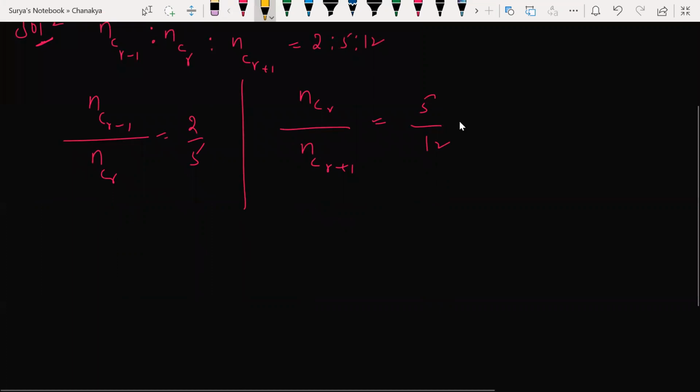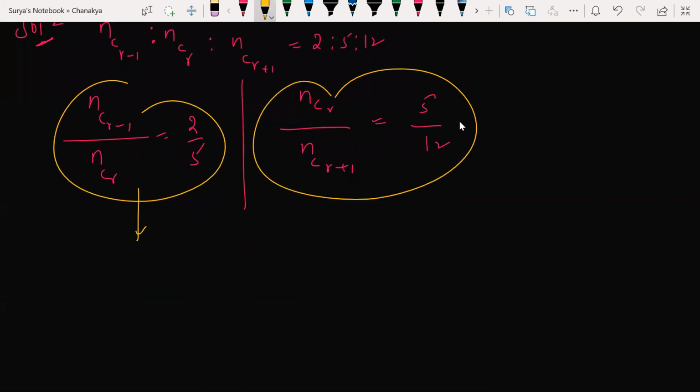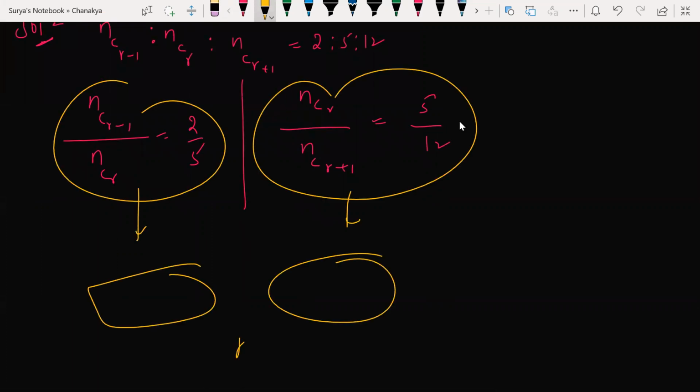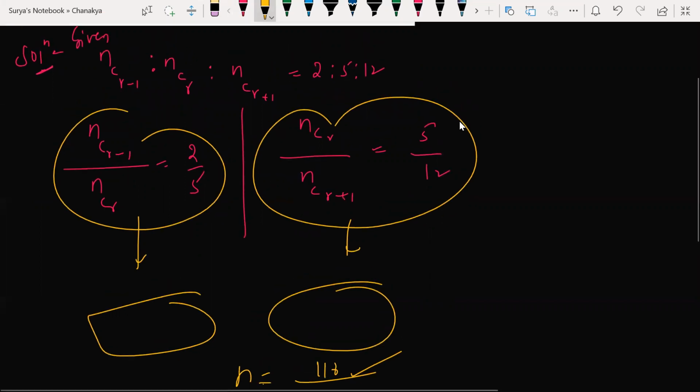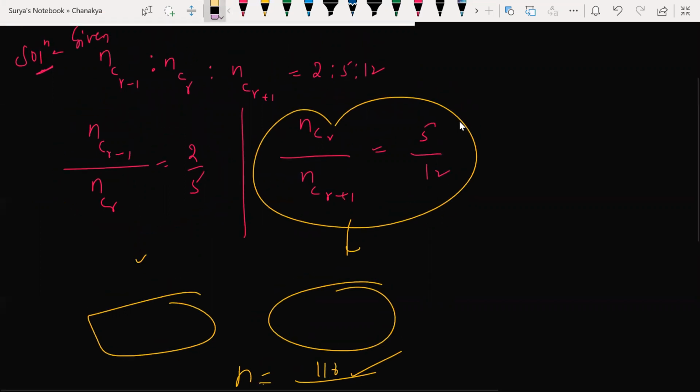Just after solving this, you get one equation. After solving this, you will get one equation. Solve both and you will get the answer, the n value. All right, beta. The n value, you got 118, which is right. Yes, sir, 118. Guys, understood how to solve it?